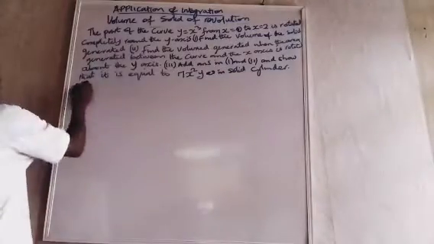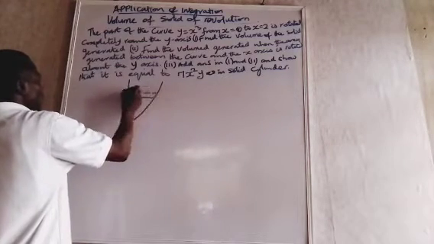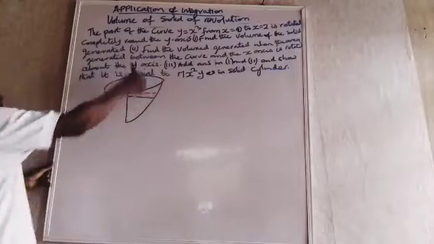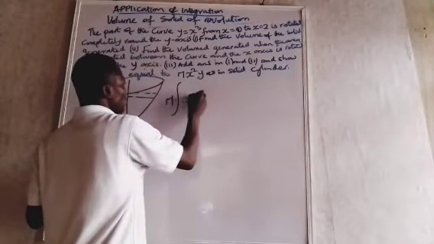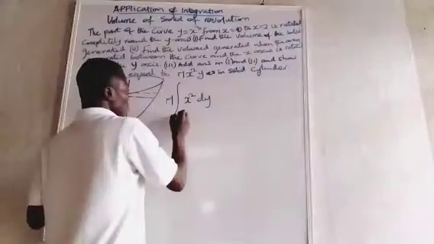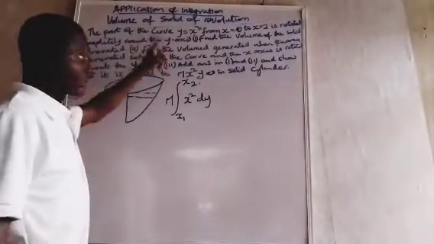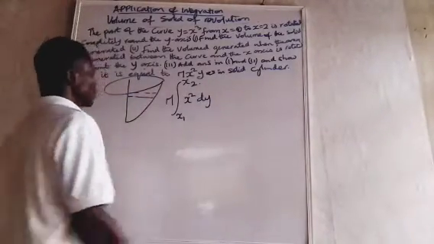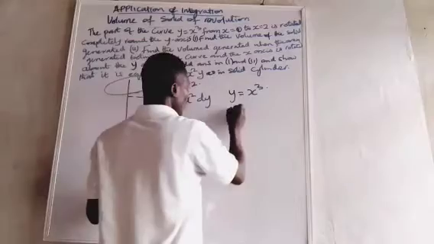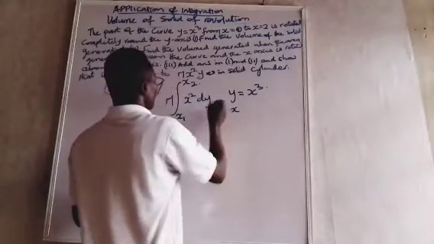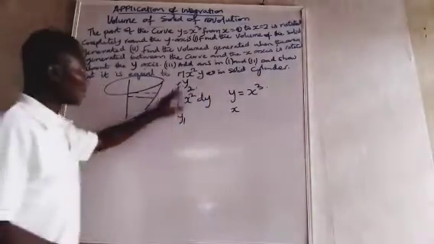So let's start. The first one shows that, let's say it is a curve like this, and they are asking us the volume generated when this part is rotated about the y-axis, and we have said that is going to be pi x squared dy from x1 to x2, and we see that our y is equal to x cubed. So from y1 to y2.